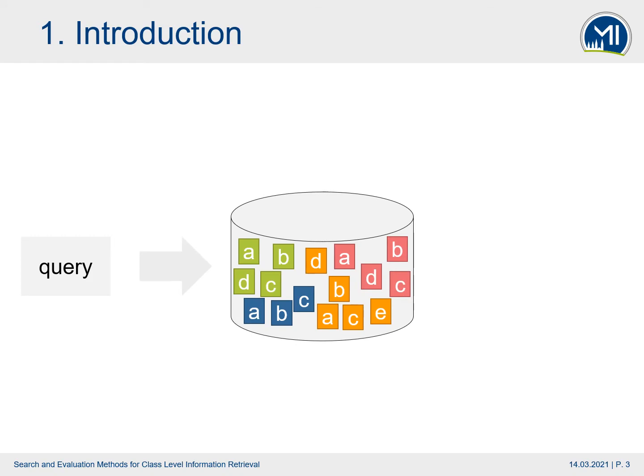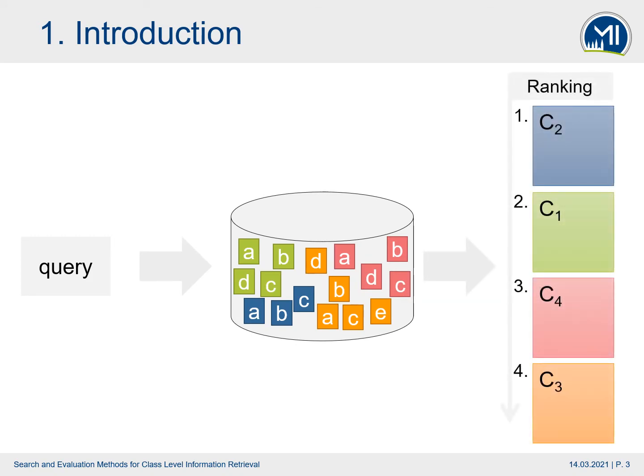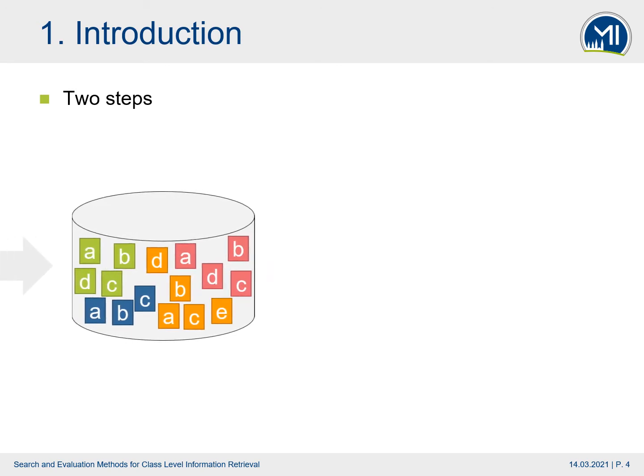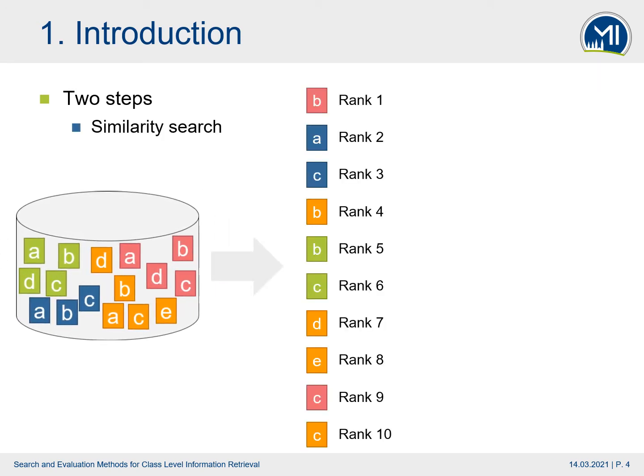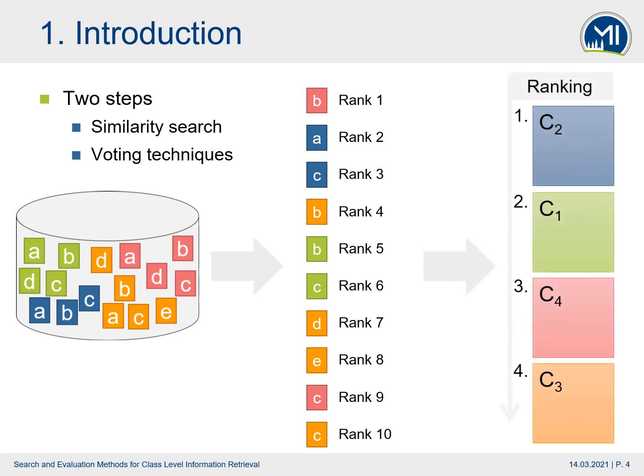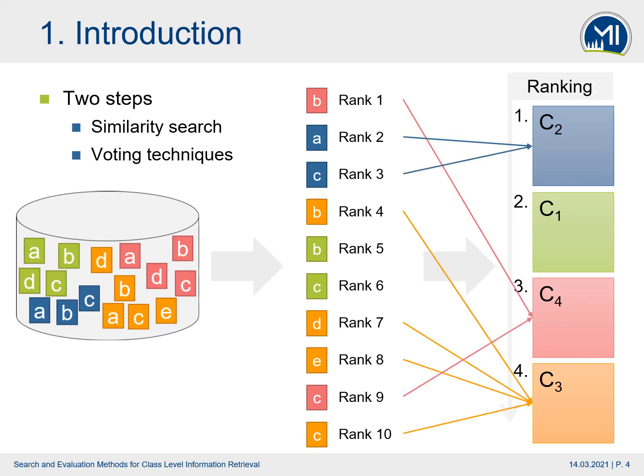Given a query against the collection, we want to find the best matching class CX, respective a ranking of the best fitting classes. Documents of one class have the same color. This takes two steps. First, the similarity search on document level, where we derive a document ranking. Second, applying voting techniques to get a ranking on class level. Each document votes for its related or associated class.